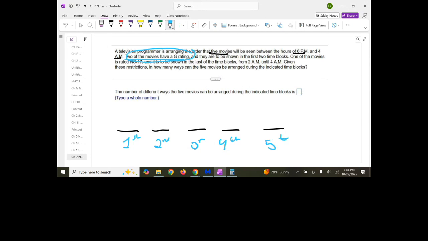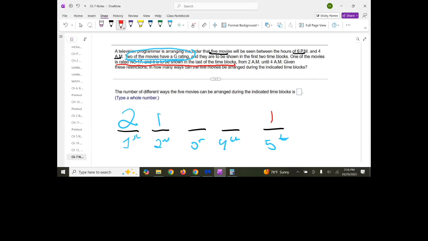So we have 2 movies with a G rating. So there's 2 choices we can put here. But once we pick one of those movies, there's only 1 choice left for the second one, right? Okay. One of the movies has an NC-17 rating, and it has to be shown in the last time block. So there's 1 movie that we're going to put right there. Okay, given the restrictions, how many choices can the 5 movies then be placed?